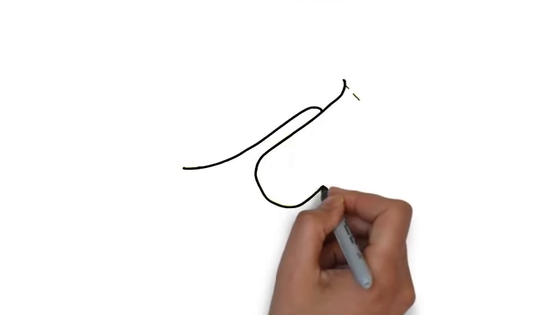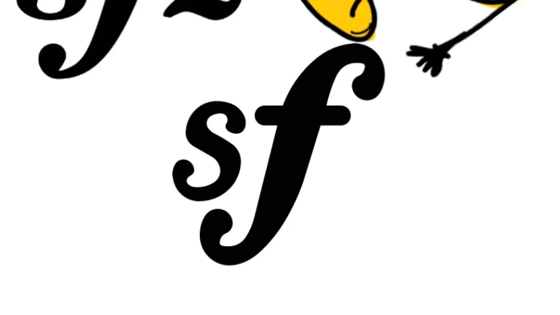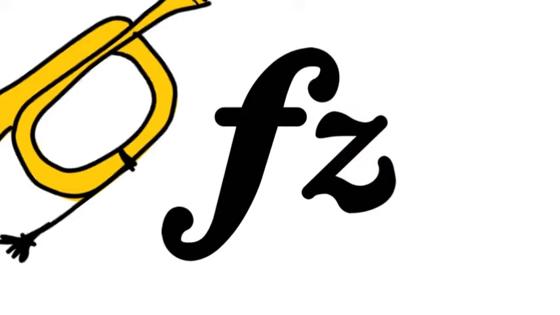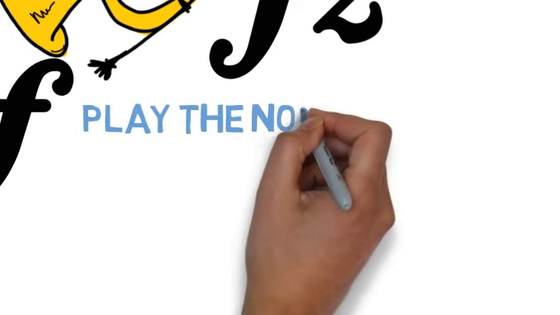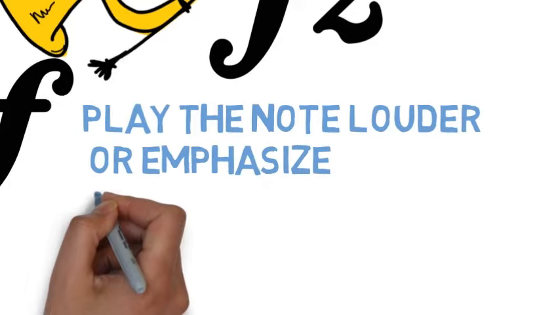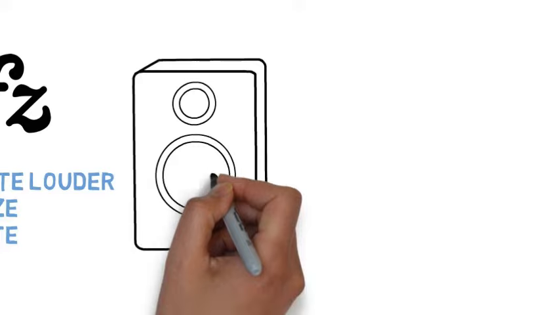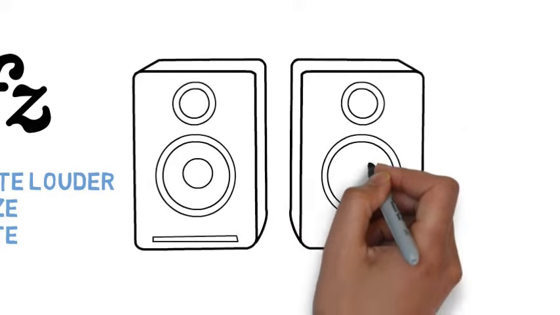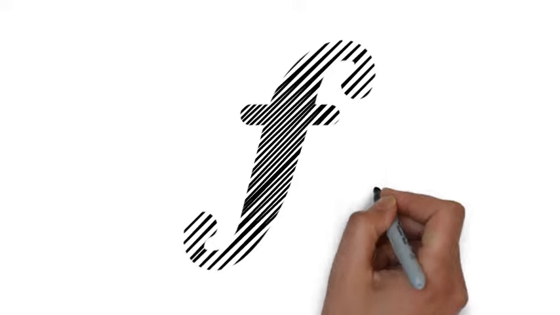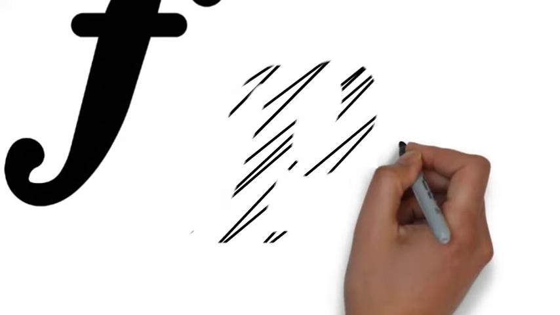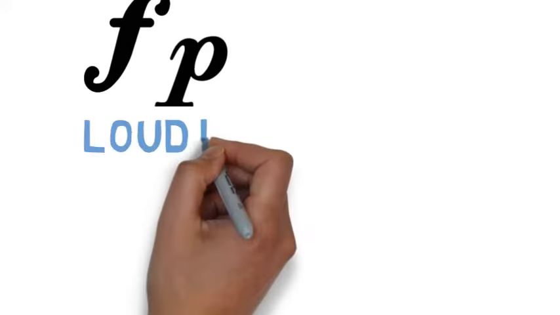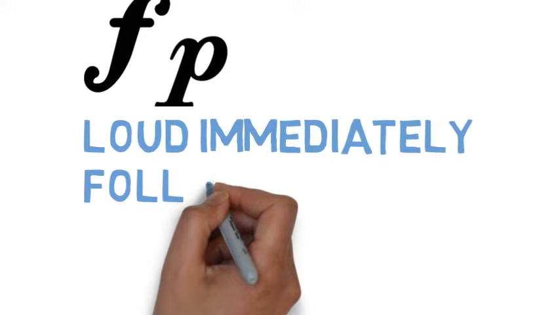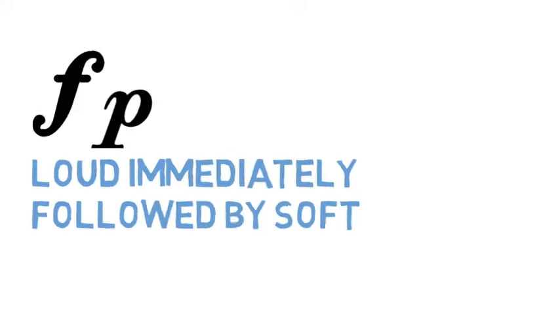Here are some other dynamics you will see. Sforzando, forzato, or sforzato. All of these mean to play a certain note louder or emphasize it. The degree of the accent usually stays with the performer and with the previously noted dynamic. Fortepiano means play loud immediately followed by soft. This effect is great in bands, in orchestras, and choirs, and is also often followed by a crescendo.